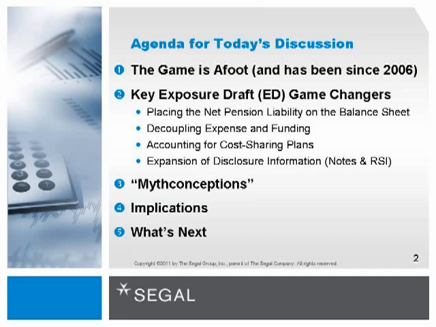The second is a separation or decoupling of expense from funding for public sector plans. The third is the whole question of how to account for cost-sharing plans. And then we'll say a little bit about an expansion of disclosure information. This is both for the employers and for the plans themselves.